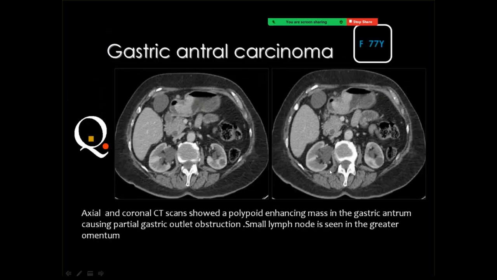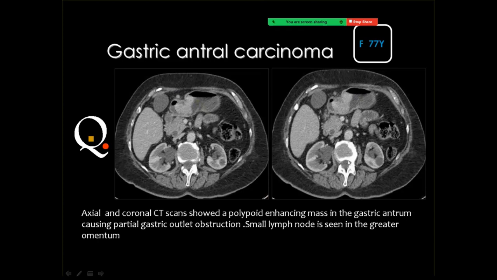Someone is asking about the pancreatic head and the common bile duct in this particular case of cancerous stomach. Actually, the pancreatic head is normal, and the superior mesenteric artery and vein are intact. The fat planes are well preserved.